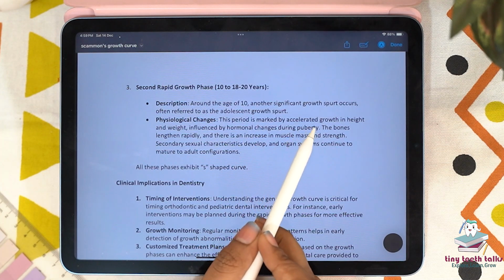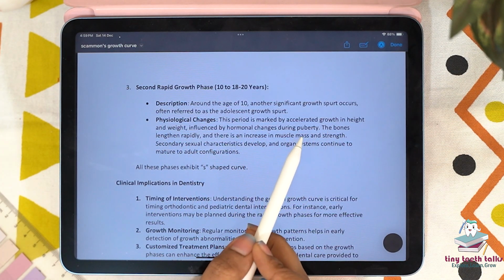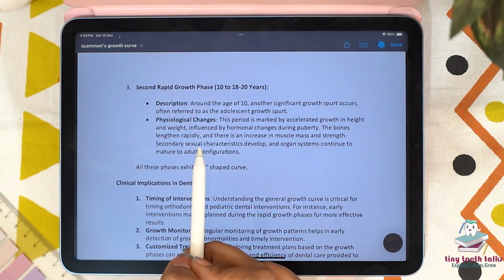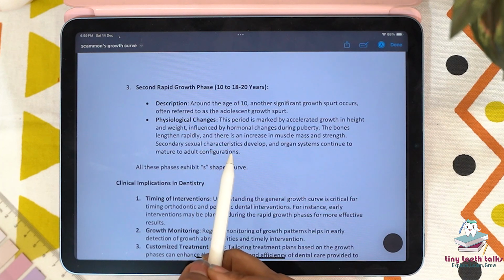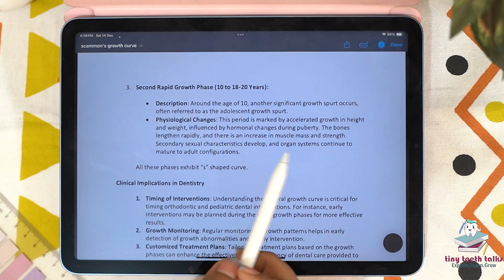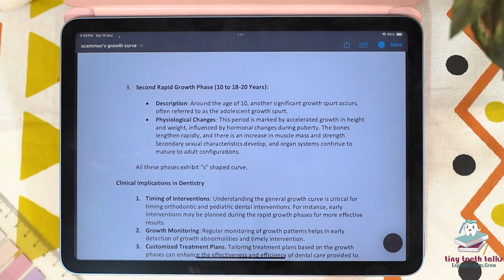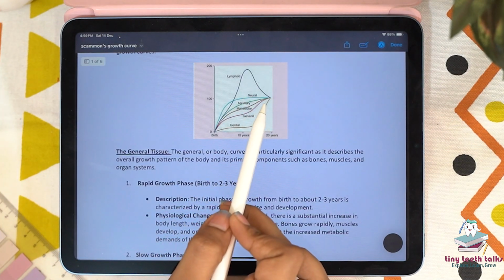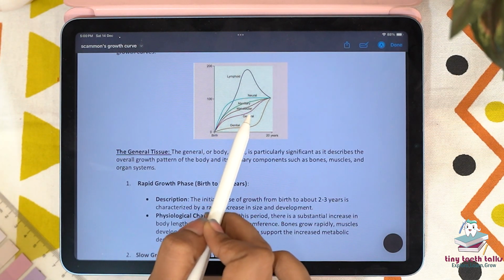This period is marked by accelerated growth in height and weight influenced by hormonal changes during puberty. The bones lengthen rapidly and there is an increase in muscle mass and strength. Secondary sexual characteristics develop and organ systems continue to mature to the adult configuration. What are the secondary sexual characteristics? We will see in the genital tissue. All these phases exhibit the S-shaped curve. You can see here the general tissue and the phases exhibit the S-shaped curve.